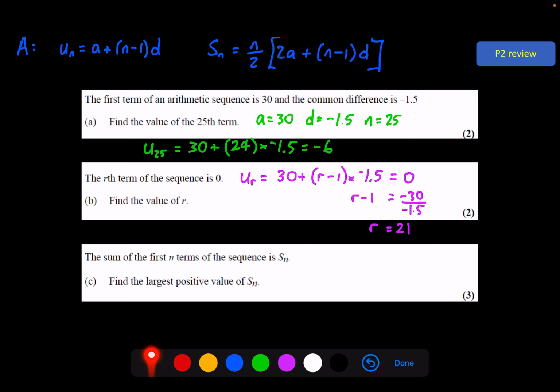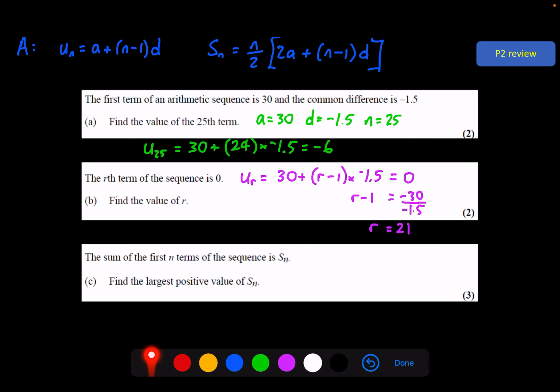A little bit of thinking tells us why. If we start at 30 and we're subtracting 1.5 each time, the first lot of numbers is going to be positive. We add those together to get the sum that's going to get bigger and bigger and bigger. But the amount we're adding is decreasing until eventually on the 21st term we add 0. And after that we start adding negative numbers and the sum will get smaller and smaller and smaller.